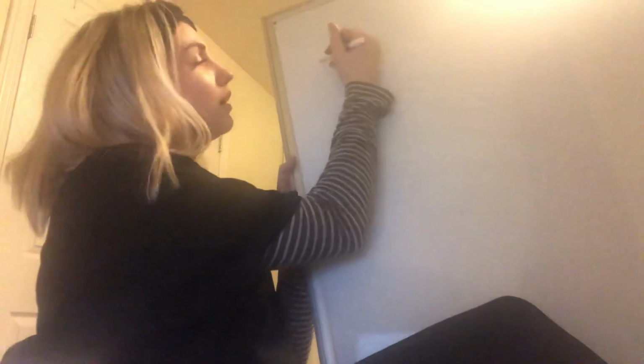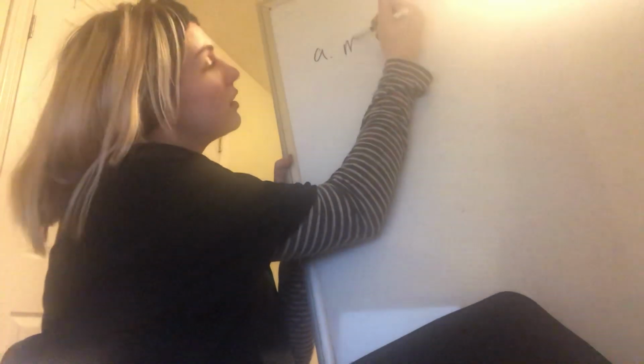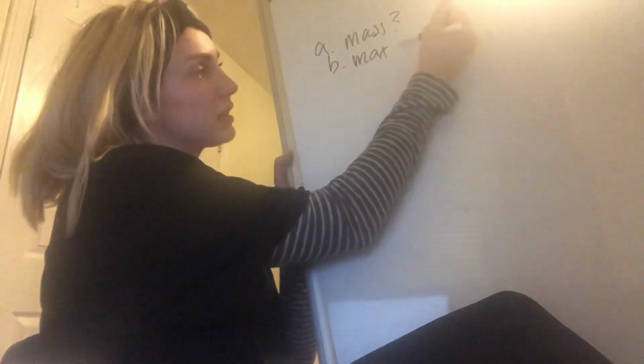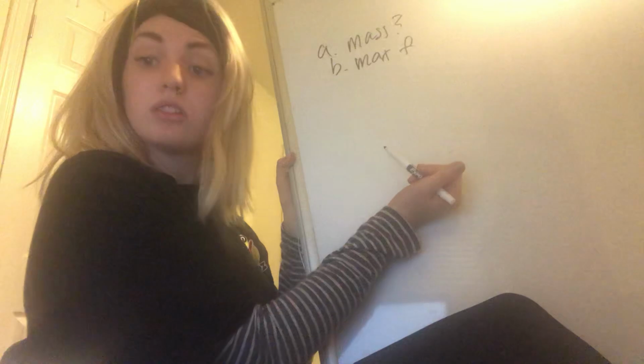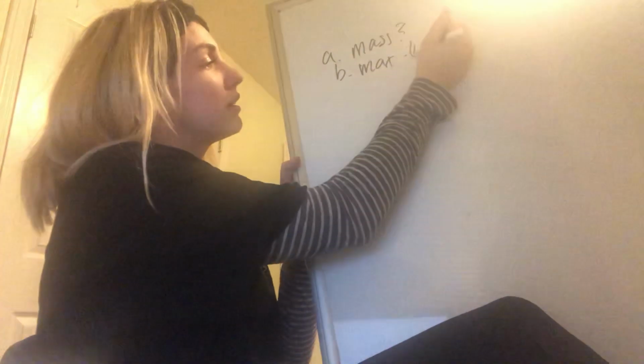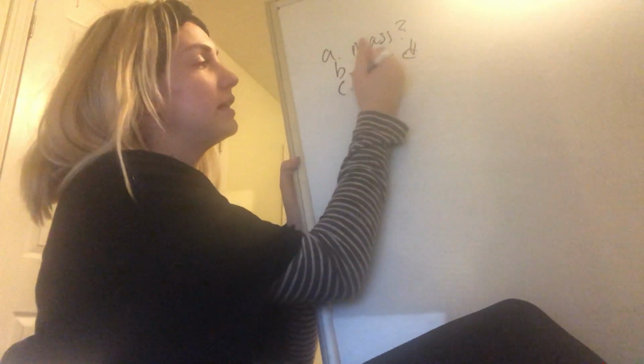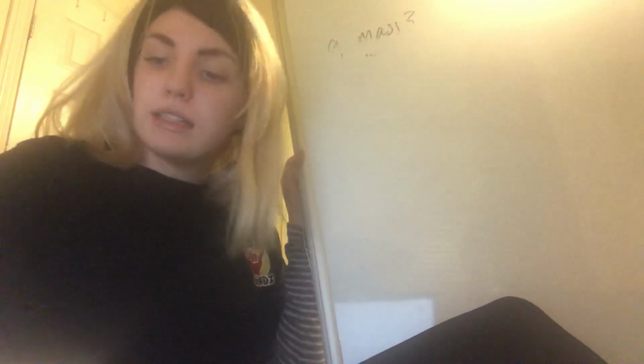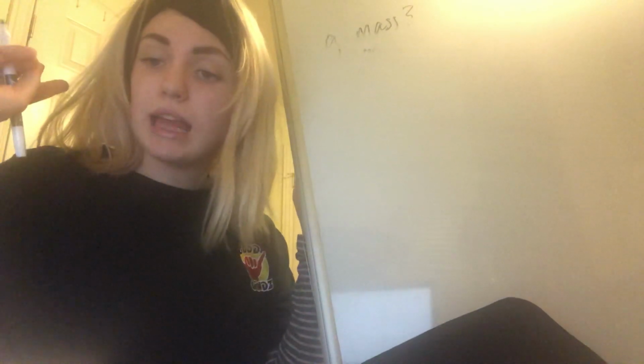But let me see. So, like I said, A is asking us the mass. B is asking us max displacement, and then C is asking us max force. And it is given to us that the period is T equals 0.2 seconds and then K equals 2.5.